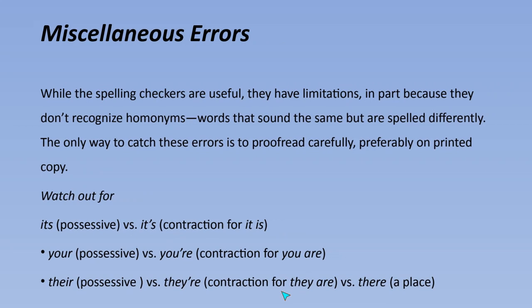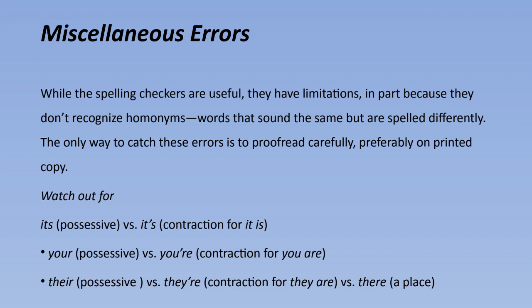Okay, now this is just a sample of some of the miscellaneous errors, because sometimes people put in the odd miscellaneous error. So these are just a collection of some of the most frequently occurring ones. So lots of people use spell checkers. So the good old AI. So while spelling checkers are useful, they have limitations, in part because they don't recognize homonyms. They are words that sound the same but spelled differently.